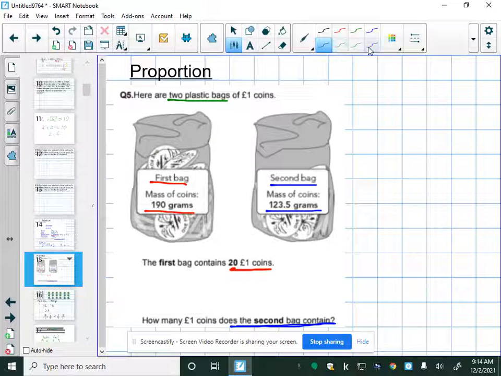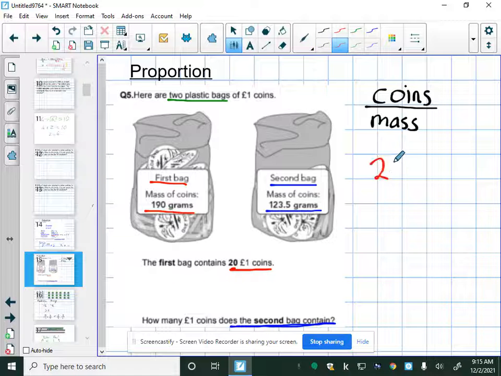So my suggestion as to how I would solve this here is I would try and record the information, first of all, as a word. So I'm looking for coins, and I'm looking for mass or weight. So we'll call it mass, is the more correct term. So I'm looking for the coins and the mass. Now, for the first bag, it tells me that there are 20 coins, and it tells me that gives me a mass of 190 grams. So I think the first thing I might do then is plot that information.